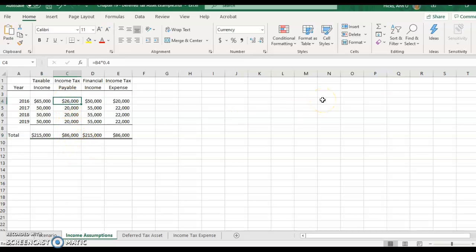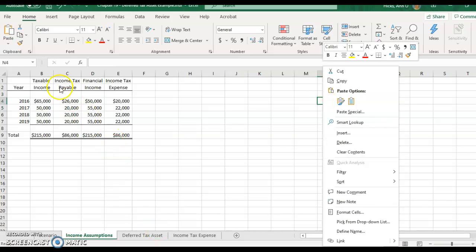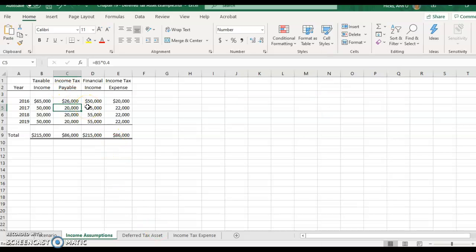Income tax payable, which we will see on our balance sheet, this is how much we owe the IRS this year, for each of those years is calculated by taking 40% of the taxable income. So in 2016, it amounts to $26,000 because of the additional $15,000 in income, and the remaining 3 years, it amounts to $20,000, 40% of the $50,000 in income.